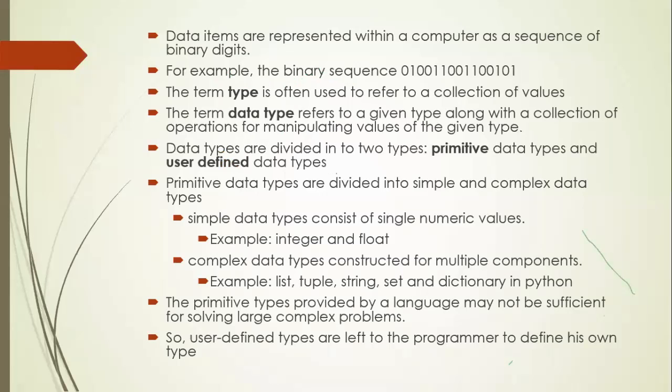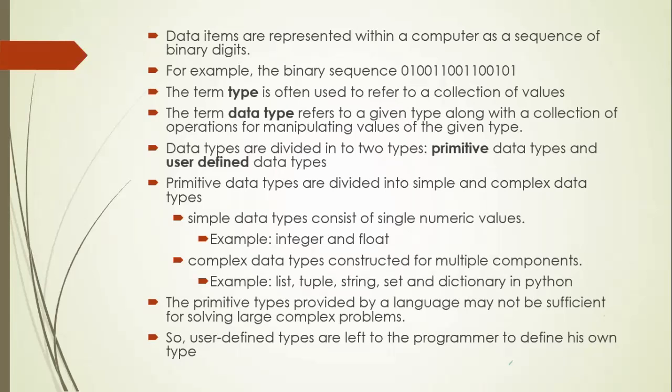All the data that you store in the computer will generally be represented as a sequence of bytes. For example, in binary code, zeros and ones as a sequence of bits. Okay, then the term data type represents the collection of values which refer to a particular data type, and data types refer to a given type along with a collection of operations for manipulating the values of a given type.